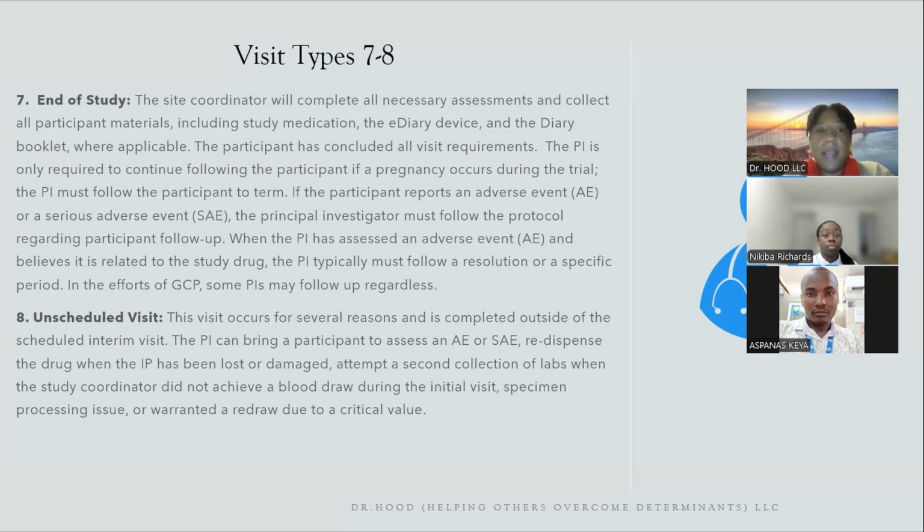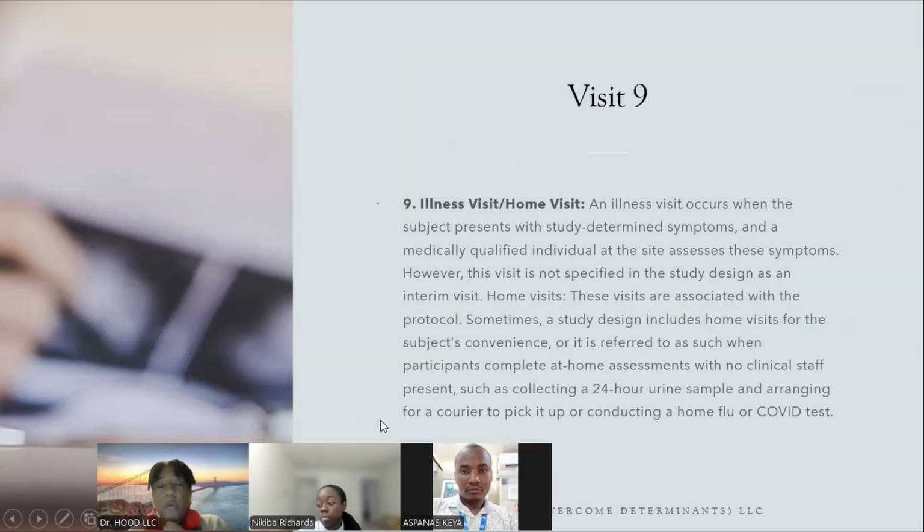So whatever the PI deems, and typically when you do an unscheduled visit and you go to chart it in the system, there's a checklist. So if you did not redraw labs, if you did not do vital signs, whatever you did not do, make sure you specify that in that checklist. You only want to document in the EDC system the tasks which you actually did. Not all visit windows will have these types. A lot of protocols don't have these types.